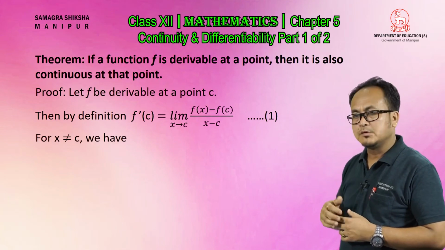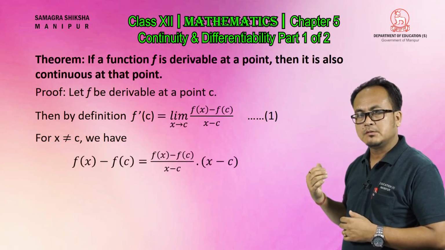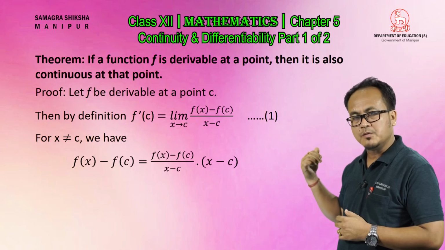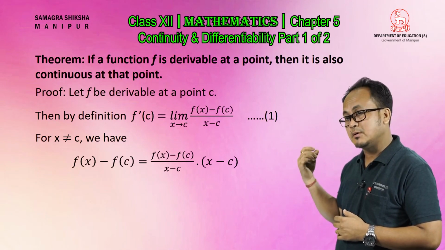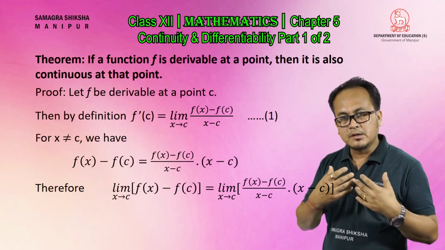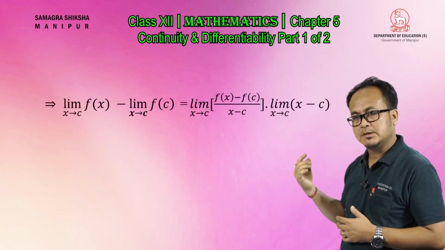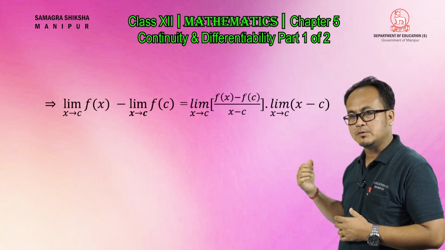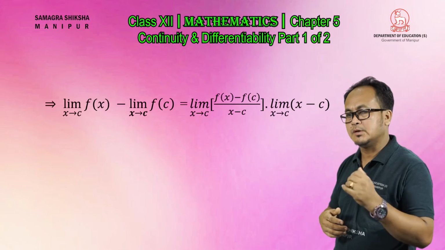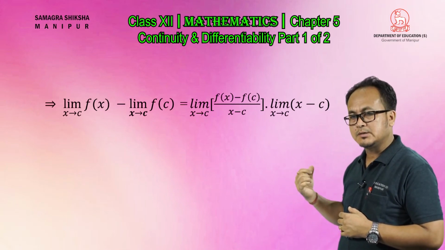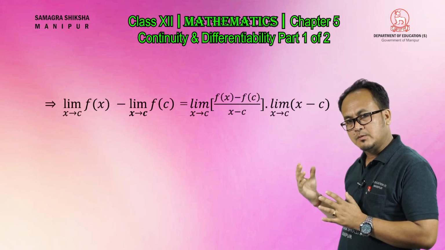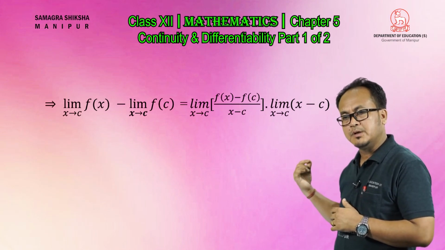For x not equal to c, we have f of x minus f of c equal to f of x minus f of c divided by x minus c, into x minus c. The x minus c in the denominator and the multiplier cancel out. Then taking the limit on both sides as x tends to c, using the algebraic properties of limits, the left side becomes limit f of x minus limit f of c as x tends to c, and the right side becomes the product of the limits.